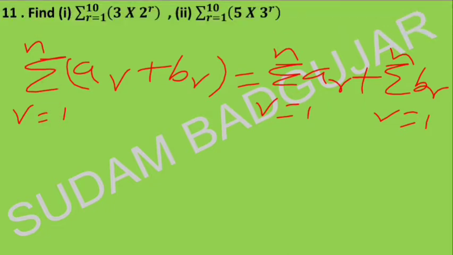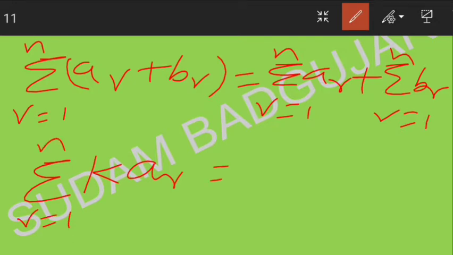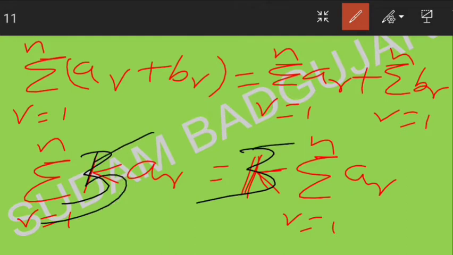Okay, and we have one more scalar property: sigma of k times a r, where r goes from 1 to n and k is constant, then we write k outside, k into sigma of a r, r is equal to 1 to n. Okay, these are the properties of sigma notation. Instead of k here, I can take 3, then you have to write 3 outside. Maybe 5, then 5 outside. Maybe 9, then you have to write that constant number outside.